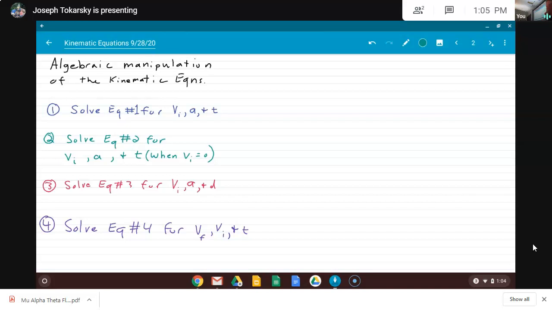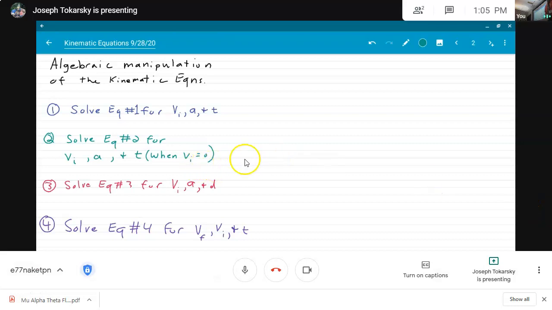But pay close attention to number two, guys. In number two, look at it with me right up here. When I asked you to solve equation 2 for T right here, I have beside it what?